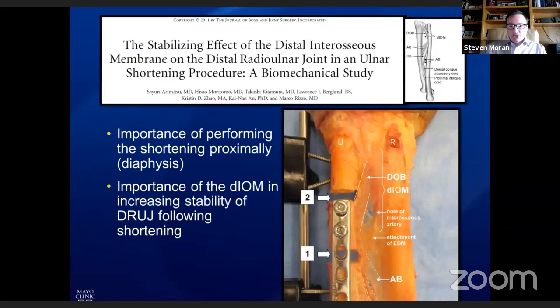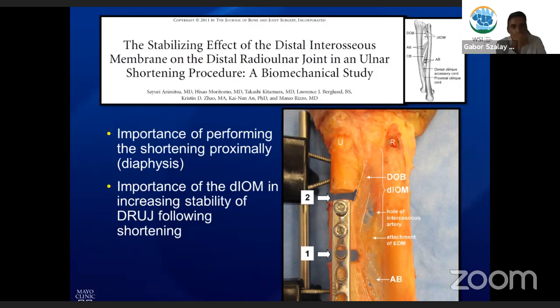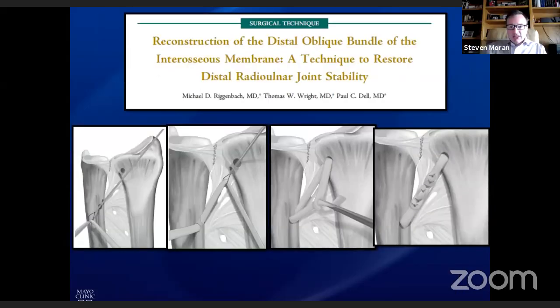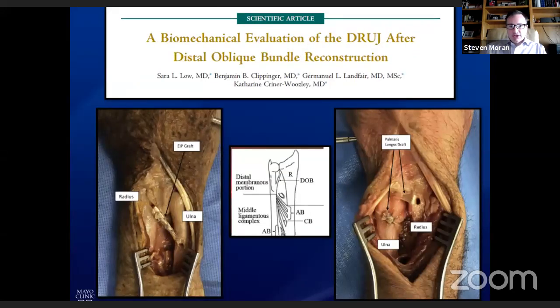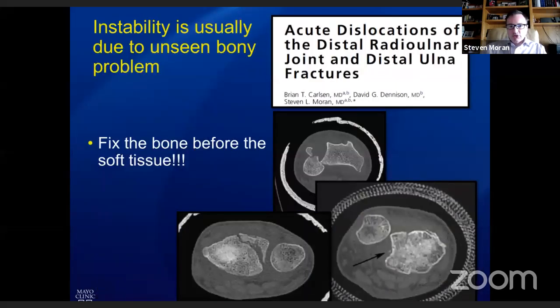I will just also say that there are other options quickly. Dr. Rizzo has talked about the benefits of tightening the interosseous membrane. Wright and Dell have both talked about the options, which I don't have any experience with, of reconstructing the distal oblique bundle of the interosseous ligament. And recently in the Journal of Hand Surgery, Sarah Lau and Kreiner Woosley have published this paper showing that the stability created by performing this, what I would have to say is probably a simpler procedure, was just as good as the Berger-Adams procedure. I have no experience with this, but certainly something that people can look into.